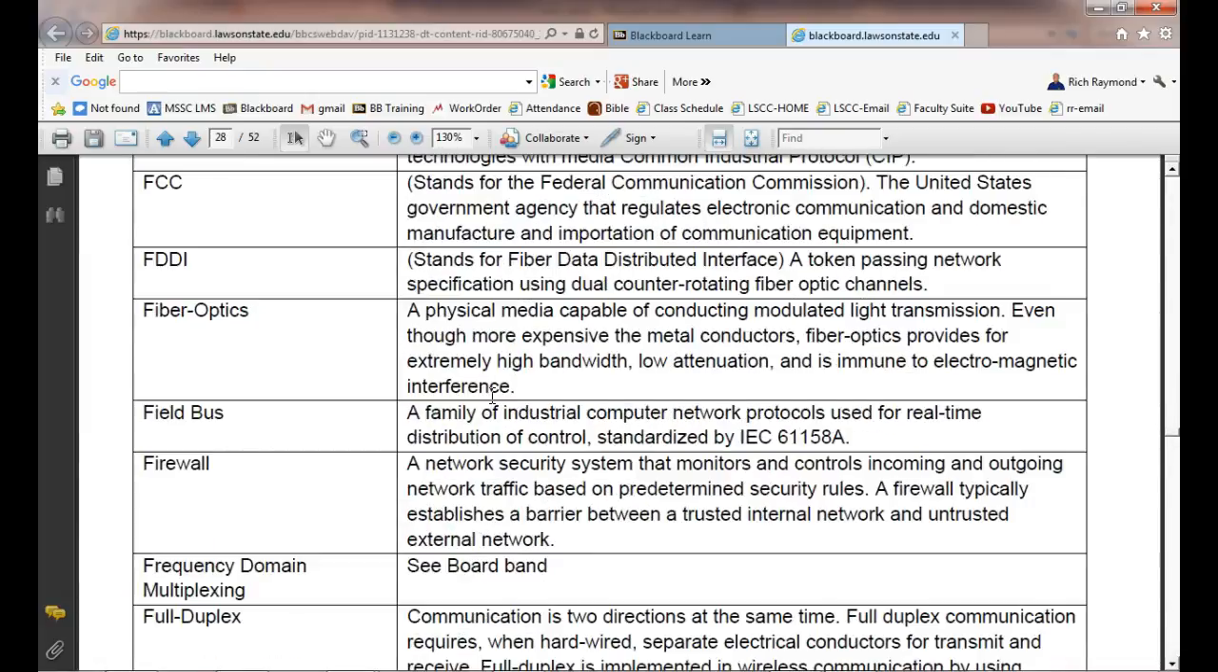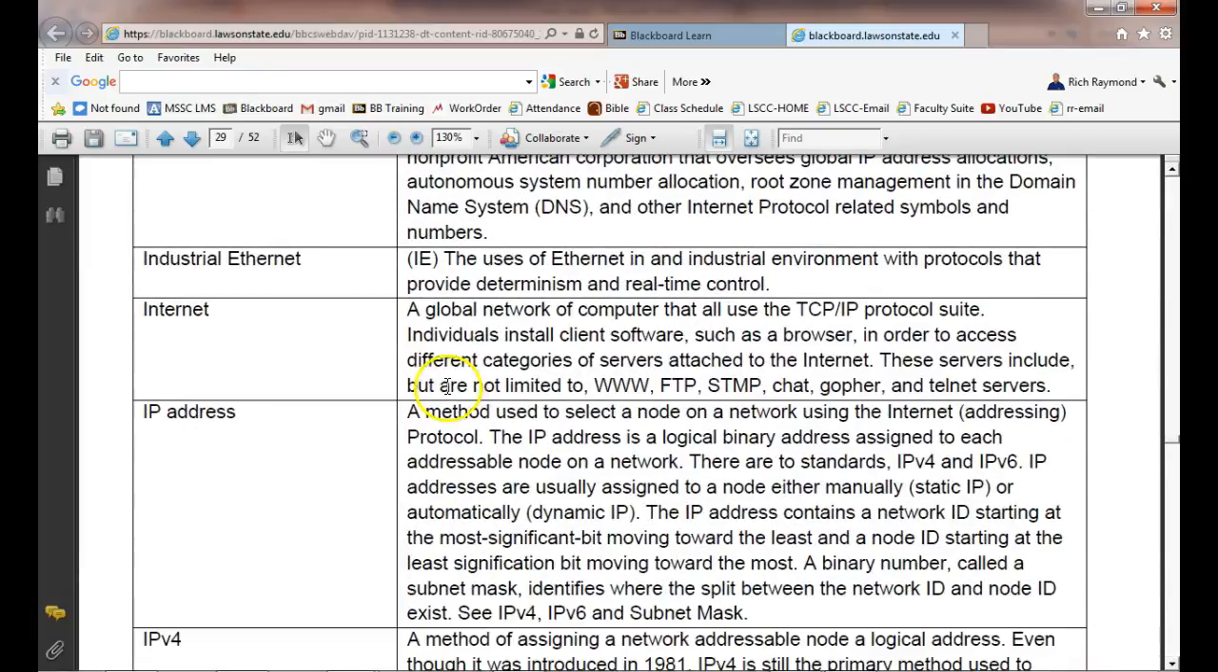So y'all look that over and see if y'all got any questions. Got a lot of acronyms, right?